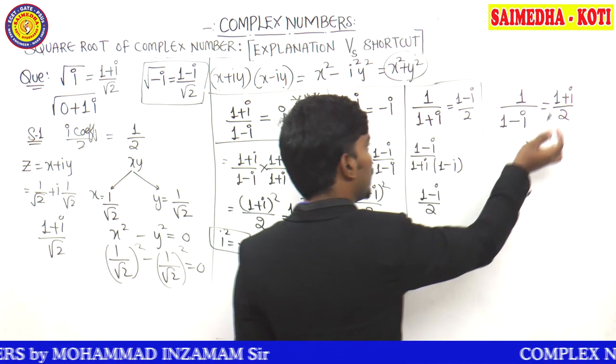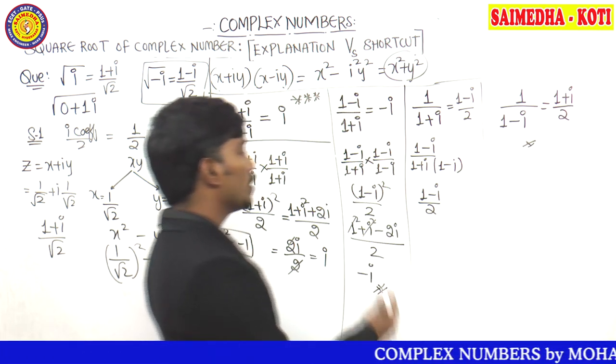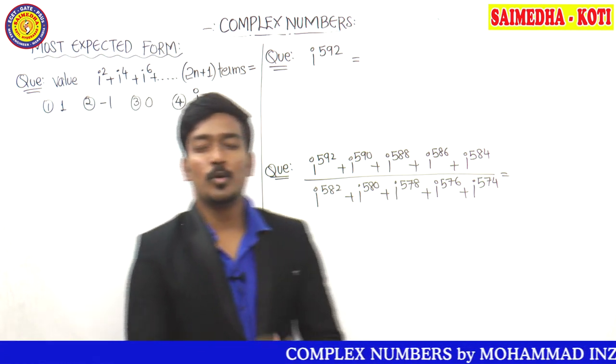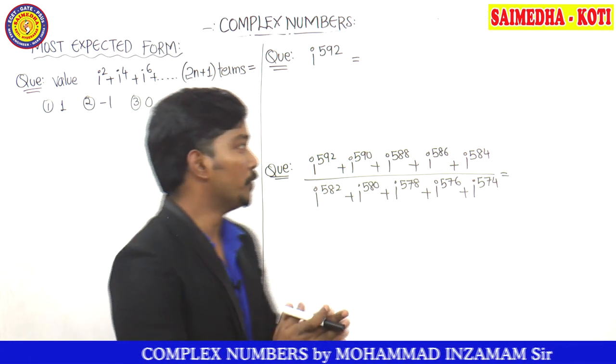1 divided by 1 minus i, 1 plus i by 2. Pause the video and note it down. Now let's see the most expected form, guys, for which we have been waiting.